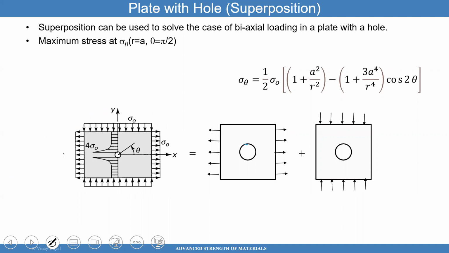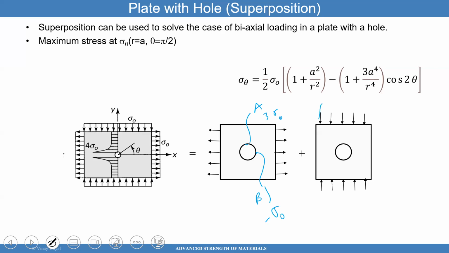We already discussed what happens at point A, but I'll do it again just so that it sticks. If I'm applying a sigma naught at point A, I should expect 3 times sigma naught, the hoop stress. And at point B, I expect it to be minus sigma naught, as discussed earlier.